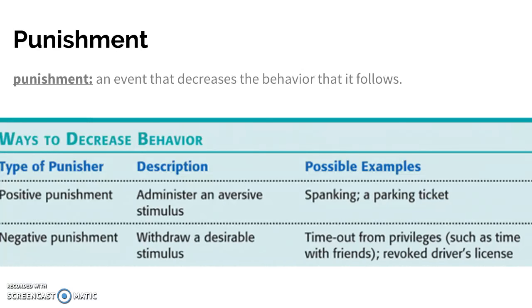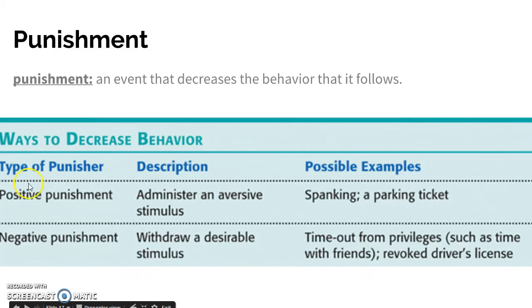And then, I lied. The very last thing we're talking about is punishment. How does punishment affect behavior? All you need to know is that punishment is an event that decreases the behavior that it follows. I want you to jot this chart down as well. We know that reinforcement tries to increase behavior. Punishment does the opposite, and it tries to decrease it. Types of punishment we have.